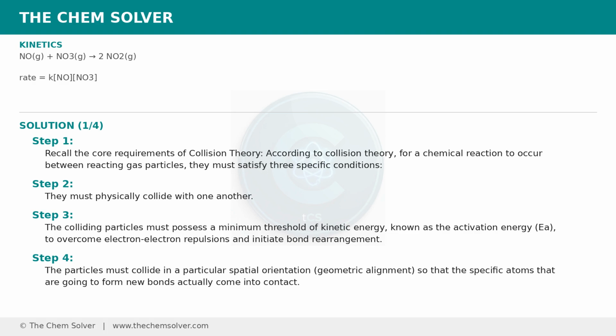Recall the core requirements of collision theory. According to collision theory, for a chemical reaction to occur between reacting gas particles, they must satisfy three specific conditions. They must physically collide with one another. The colliding particles must possess a minimum threshold of kinetic energy, known as the activation energy, EA, to overcome electron-electron repulsions and initiate bond rearrangement.